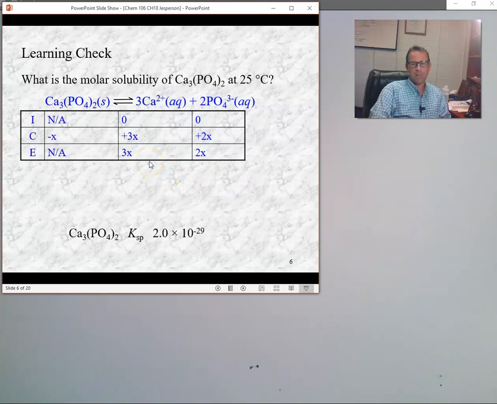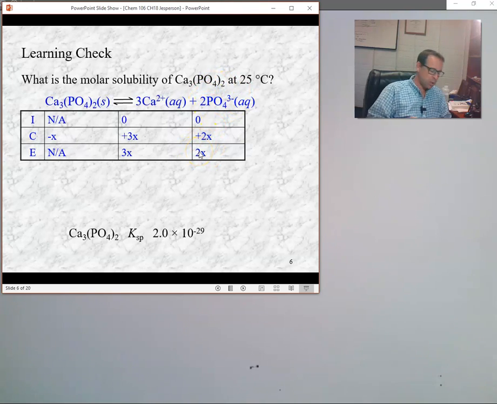Here, the ice table becomes a little more helpful in reminding us, and again, the big thing that it's reminding us is that when this solubility occurs, the concentration of calcium, because of the coefficient, is going to be 3x, and the concentration of the phosphate ion is going to be 2x.